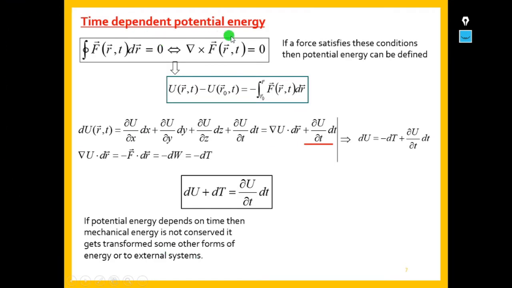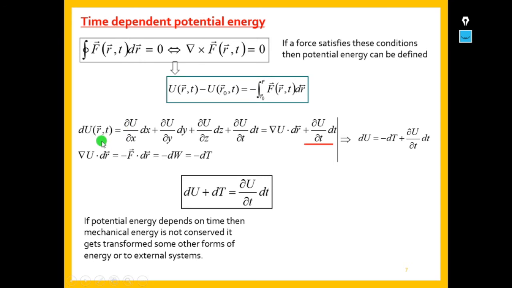Now we will see time dependent potential energy. So the line integral of F(r,t)·dr is equal to 0. That means del cross F(r,t) is equal to 0. That means if a force satisfies these conditions, then potential energy can be defined. So from this we can infer U(r,t) minus U(r naught,t) is equal to the integral within the limits r naught to r of minus F(r,t)·dr.